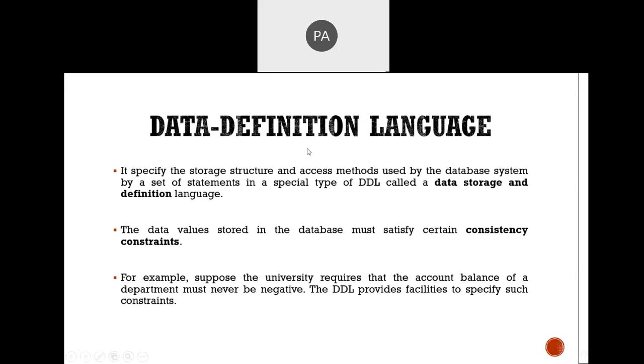So data definition language specifies the storage structure and access methods used by the database system by a set of statements in a special type of DDL called the data storage and definition language. What is inside it? We just need to add the constraints. What is a constraint? For example, not null, primary key, composite primary key, foreign key, unique value, not empty. These are the constraints. Okay, so we need to specify those constraints.